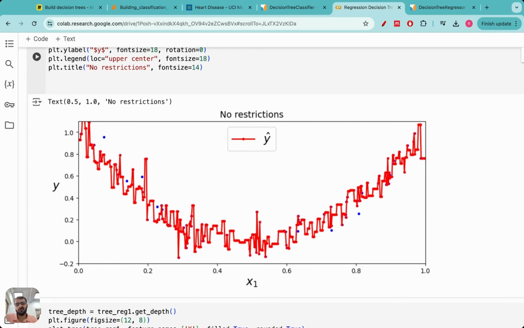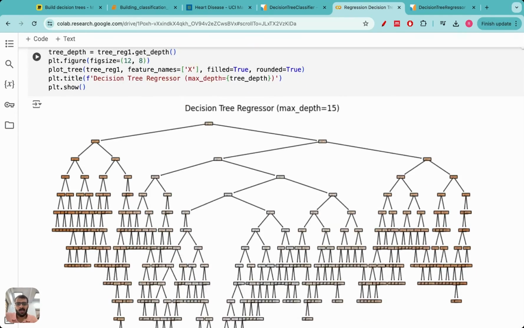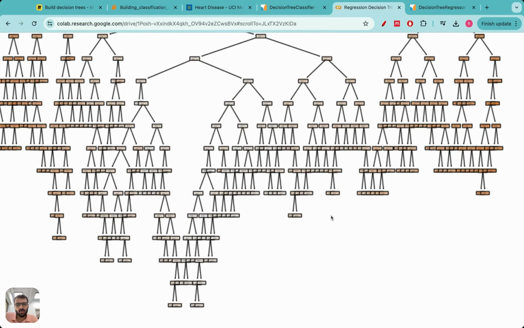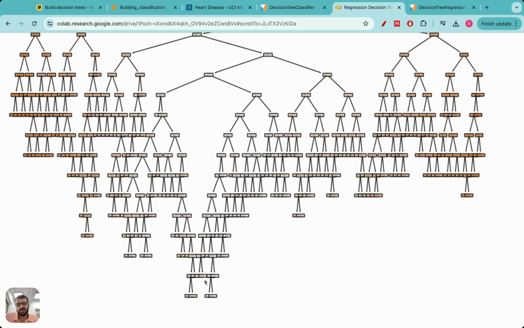You remember it was overfitting. So here also the decision tree completely overfits the data if you don't do any kind of regularization or pruning. And if you plot the regression tree in this case, again, the same problem as the classification tree. It looks like a huge tree and it's very deep. And if you look at any of the leaves, I'm sure the leaf will have one sample in each.